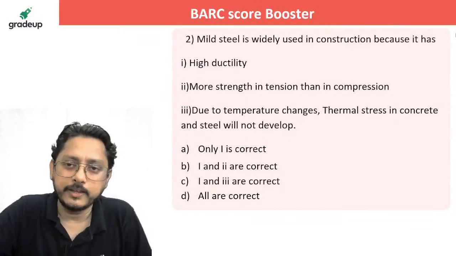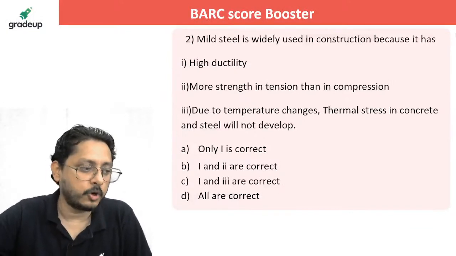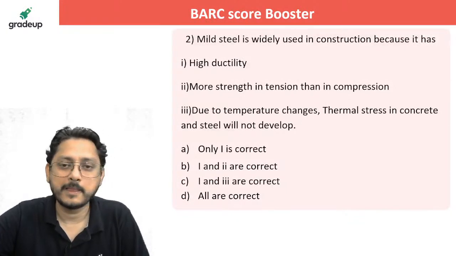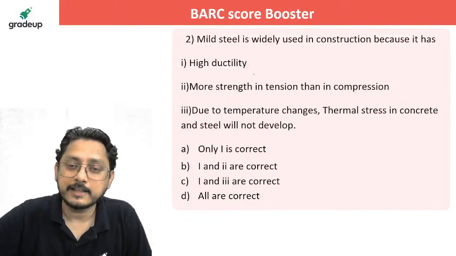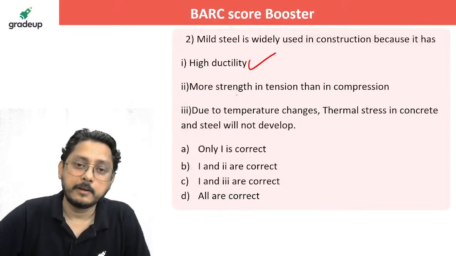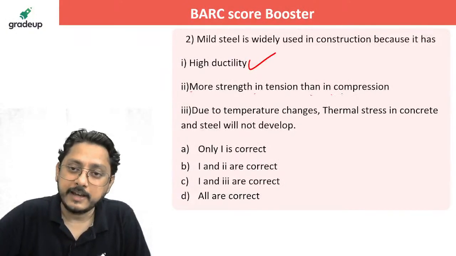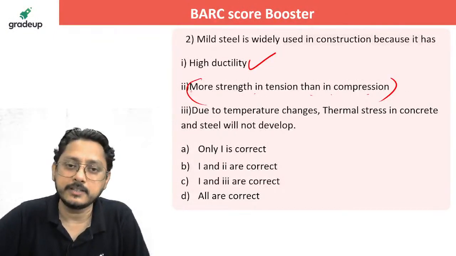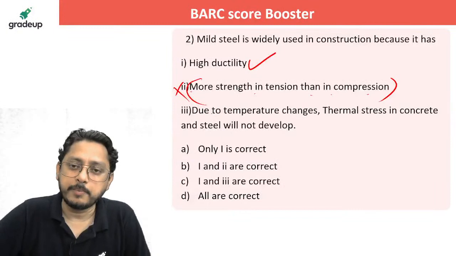Mild steel is widely used in construction because it has what? Because it has high ductility, yes, that's correct. Because it has more strength in tension than in compression, no. The steel has the same strength either in compression and tension. This is wrong. Due to the temperature change, thermal stresses in the concrete and the steel will not develop.